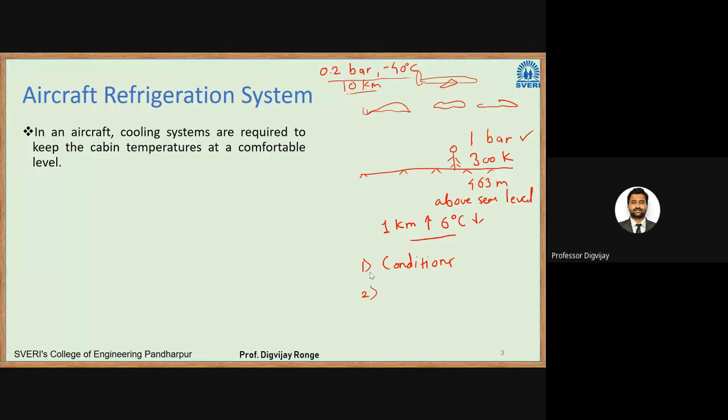So what we have to do is take air from the outside, which is at 0.2 bar, and compress it to 1 bar. If I am increasing the pressure, that means I have to compress it. Generally, when we compress the air, the temperature automatically increases. So with the increase in pressure, the temperature of the air will also increase. That is what they call the RAM effect.